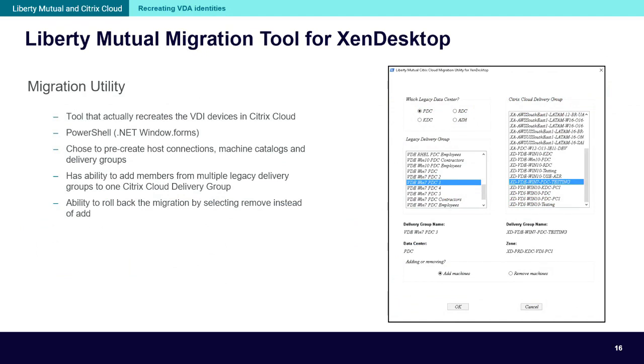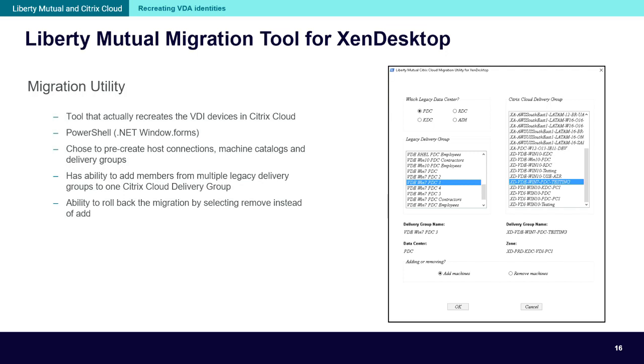Then we get to the migration utility. This is a second PowerShell utility. Now, I had originally thought about doing this utility and the next one exactly at the same time and doing all the steps in one. But what we found is the migration of the VDIs and recreation of the VDIs in Citrix Cloud using automation actually takes longer than you might think.